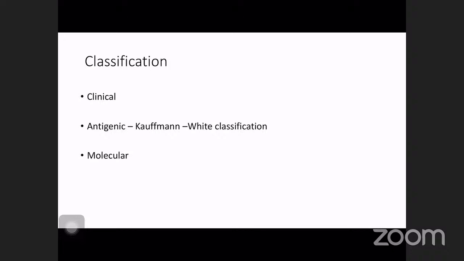According to the clinical features, it is classified into typhoidal Salmonella and non-typhoidal Salmonella. Anything which is causing typhoid, you call it typhoidal Salmonella. We have already seen this in the first slide. Typhoidal Salmonella includes Salmonella typhi, Salmonella paratyphi A, B, and C. Among these, Salmonella typhi is the most common, followed by Salmonella paratyphi A and paratyphi B. Salmonella paratyphi C is not reported in India.